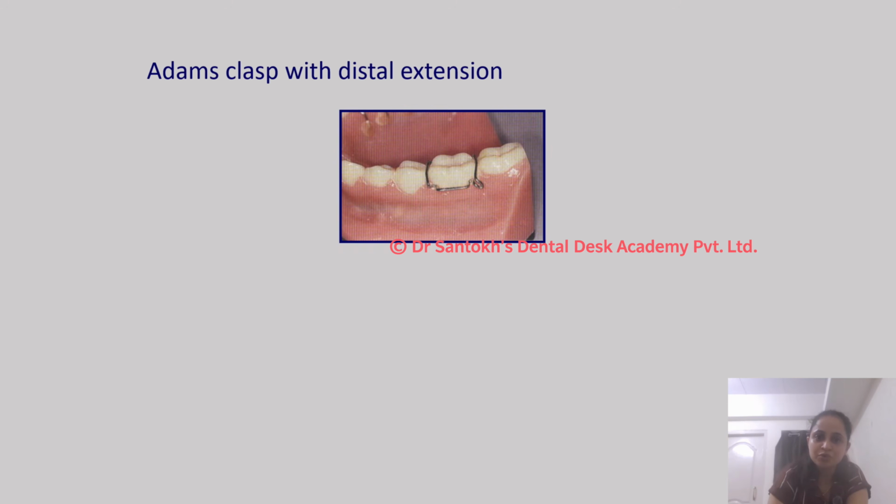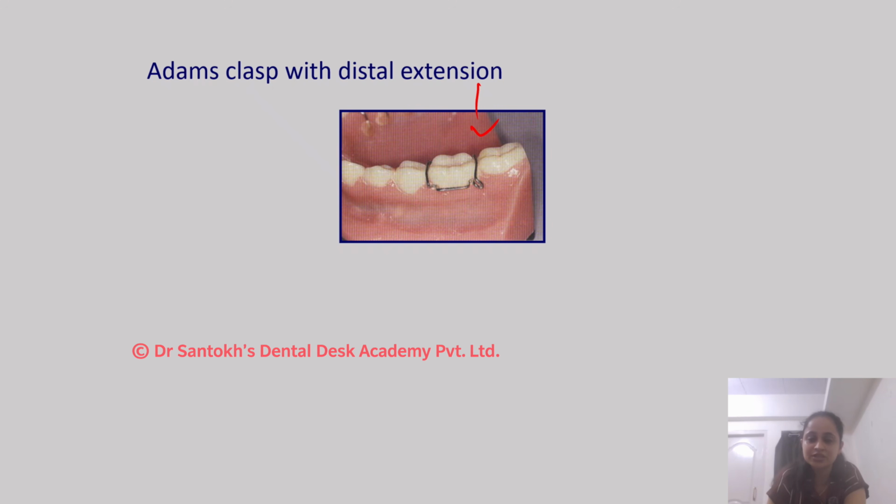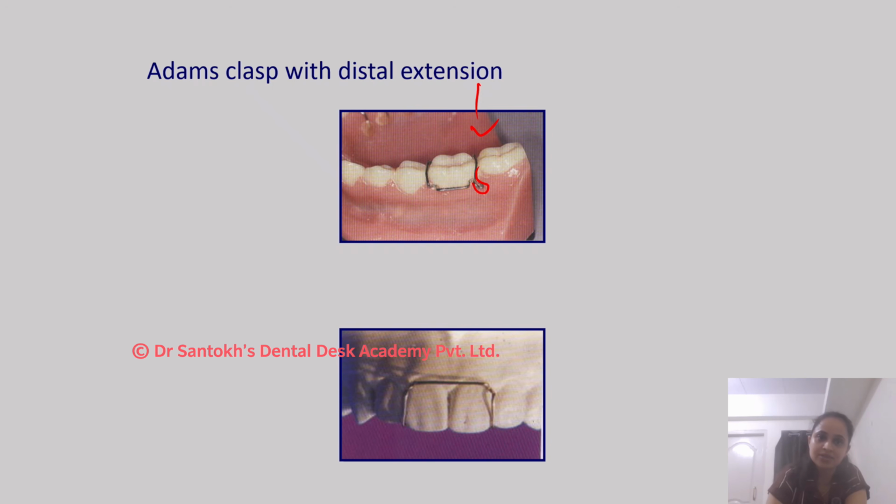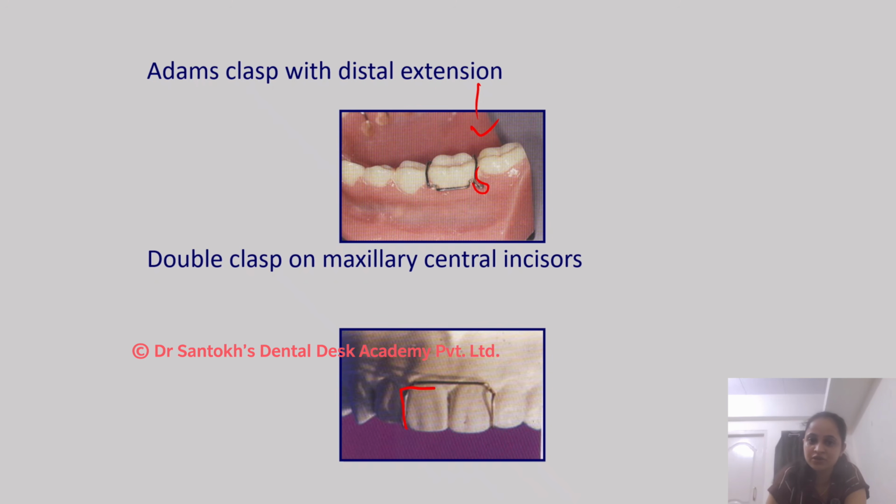Some more modifications. So this is an Adams clasp with distal extension. Okay, so you can see this. This is an Adams clasp with distal extension. This is an Adams clasp which is given on the maxillary central incisors. So these are the different modifications of Adams clasp. Just remember the diagrams, the different names of the Adams clasp and the parts of the Adams clasp.